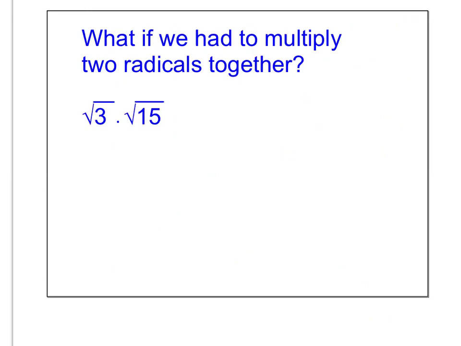All right, next one. What happens if you have two numbers in the square roots and we have to multiply them? The rule is you take whatever's inside and you multiply it. So in this case, the square root of 45 is inside the radical.